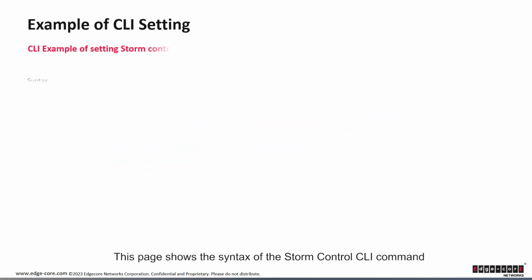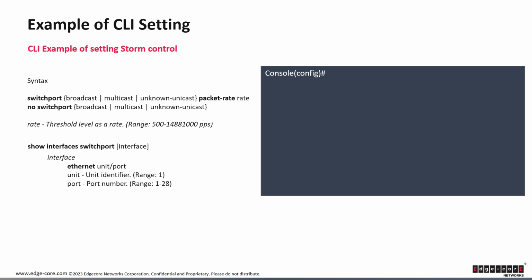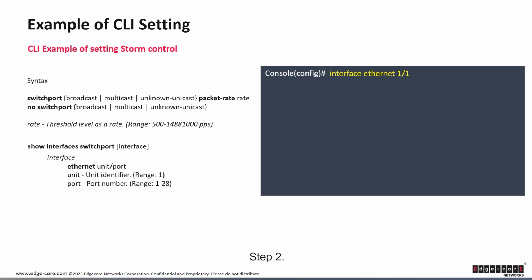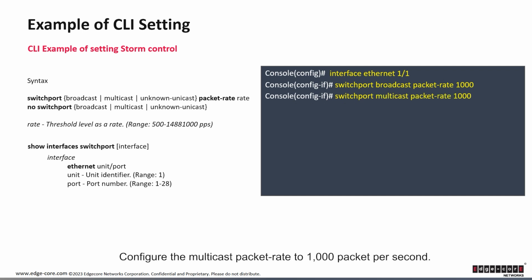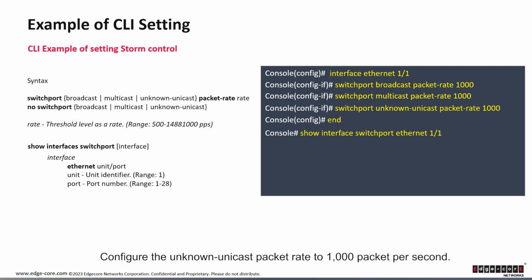This page shows the syntax of the storm control CLI command. We can protect our network from traffic storms by setting a threshold for broadcast, multicast, or unknown unicast traffic. Any packets exceeding the specified threshold will then be dropped. Step 1. Enter the interface that you want to configure storm control, in our example here, port 1. Step 2. Configure the broadcast packet rate to 1000 packets per second. Step 3. Configure the multicast packet rate to 1000 packets per second. Step 4. Configure the unknown unicast packet rate to 1000 packets per second.